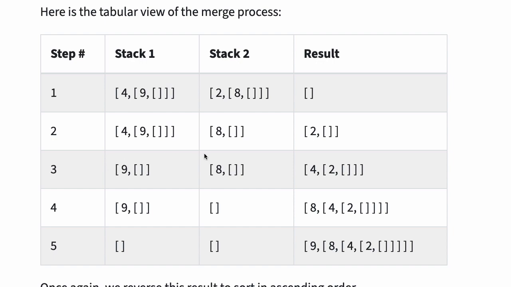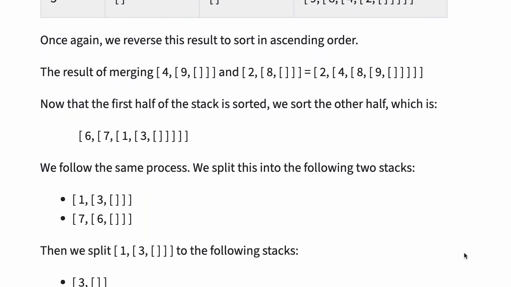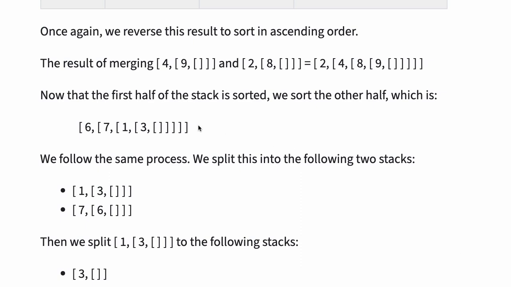Now we compare 9 and 8. Since 9 is greater than 8, we're going to pop 8 and push it to M. Finally, stack 2 is empty, so we're going to dump stack 1 to M. And the result is the stack 9, 8, 4, 2. Once again, we reverse this result to sort in ascending order, and the result of merging stacks 4, 9, and 2, 8 is the stack 2, 4, 8, 9.